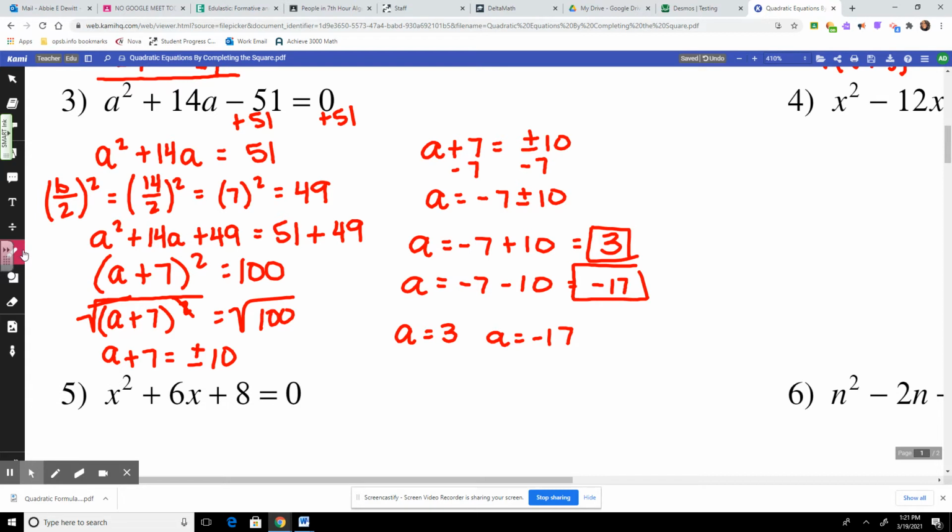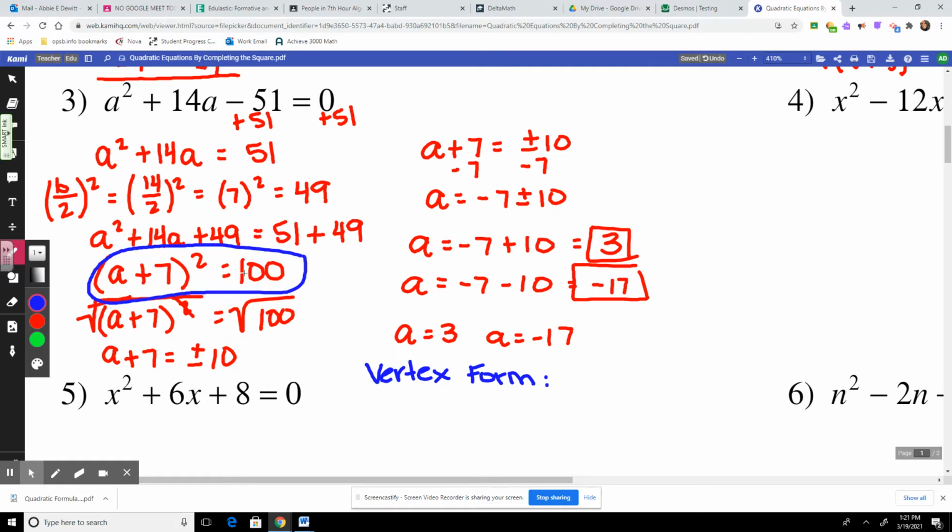The vertex form, I'm going to change to blue here. The vertex form of that equation, I'm going to go back to this step here. I'm going to subtract 100 from both sides. So the vertex form is y equals a plus 7 squared minus 100. That is the vertex form.